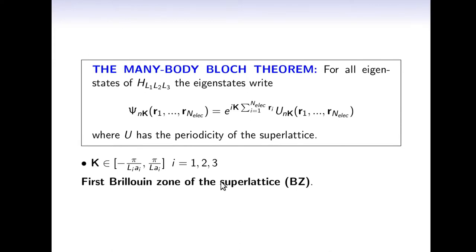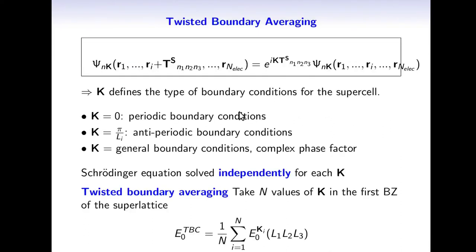And you have a Brillouin zone, but now it's a Brillouin zone of the super lattice, which means that instead of having pi over a, you have pi over La, and you have one big K, and you can make a calculation with a fixed K. And the interesting point, which will be very useful in the following, is that if you make the translation of one electron by a super lattice vector, because of this many-body Bloch theorem, you get the exponential e^(iK·Ts) factor, which means that the big K defines the type of boundary condition at the supercell.